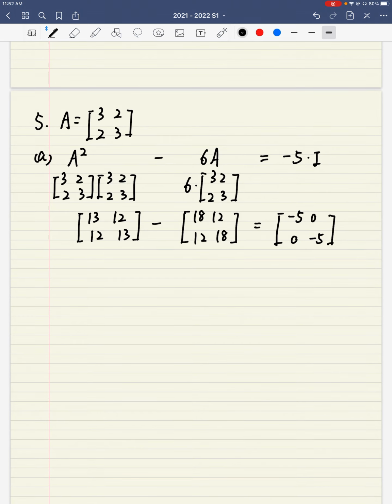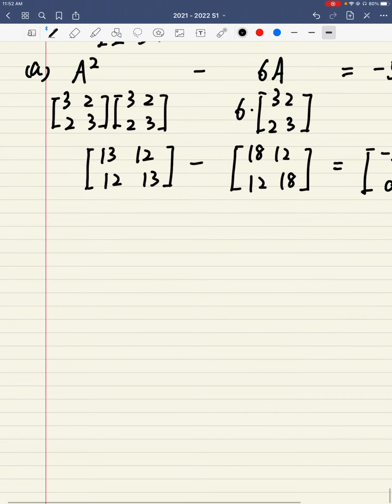Do you have any questions for this part? Okay, so you simply move minus 5I to the left-hand side, so it's A squared minus 6A plus 5I equal to 0.